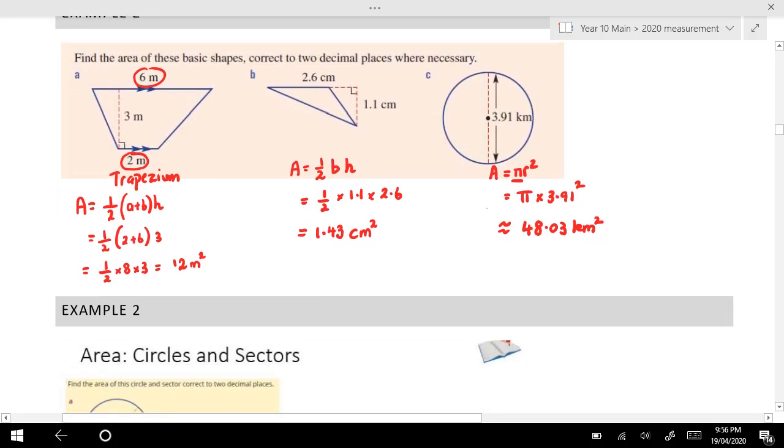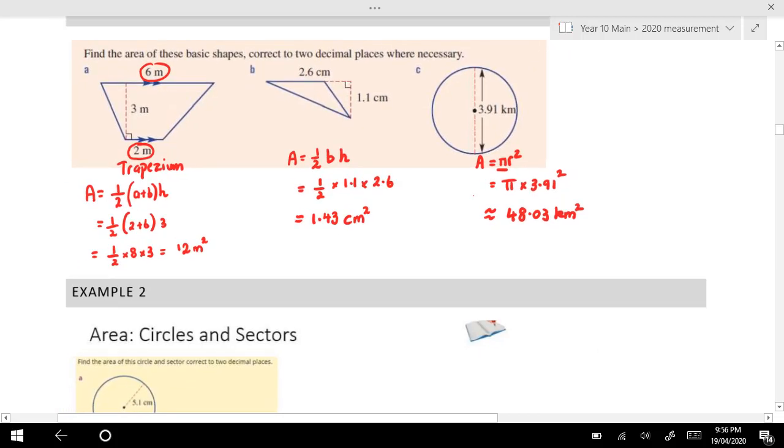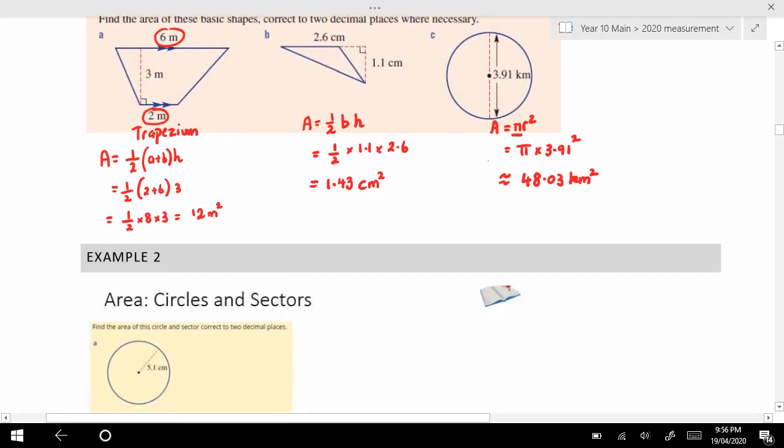There are other shapes. There's kites. There's parallelograms. A parallelogram is just a sort of skewed rectangle. So you should be able to work your way through those. And in your book, I believe the formulas are on page 446 of your book, and page 6 of the notes.